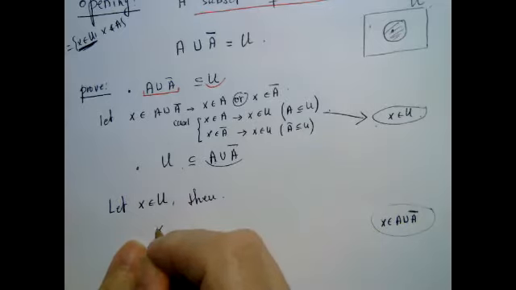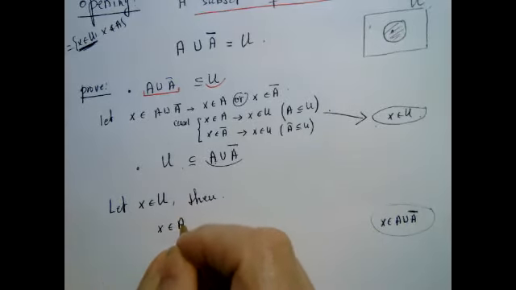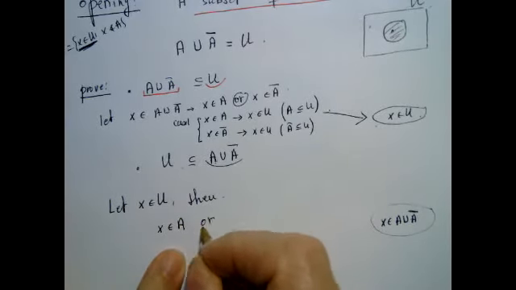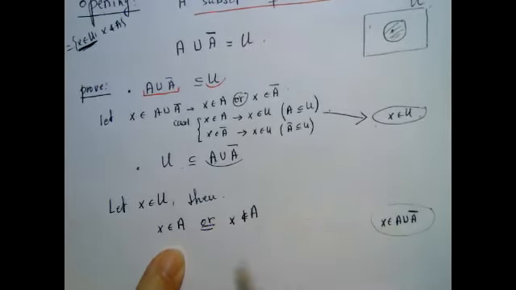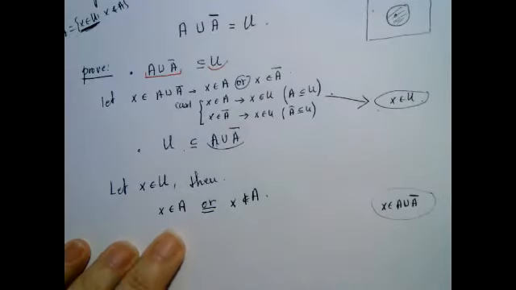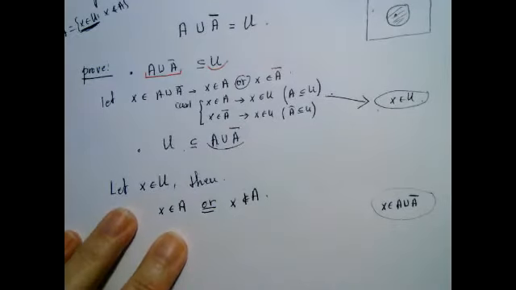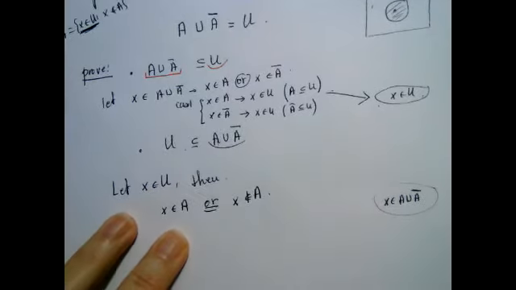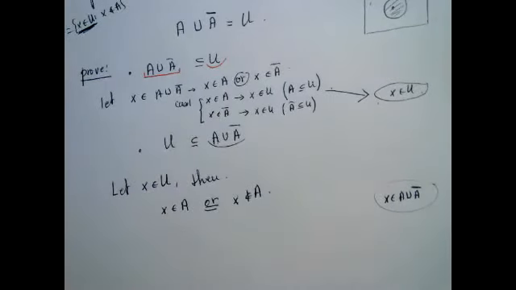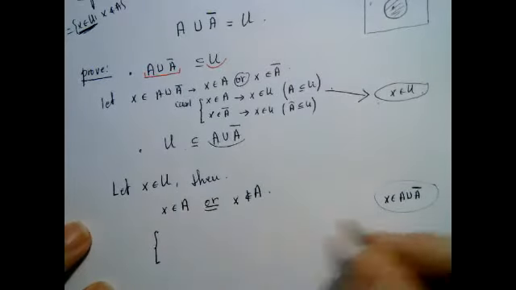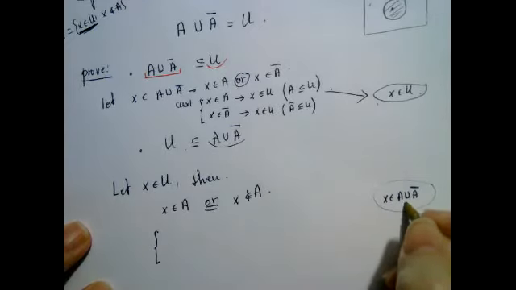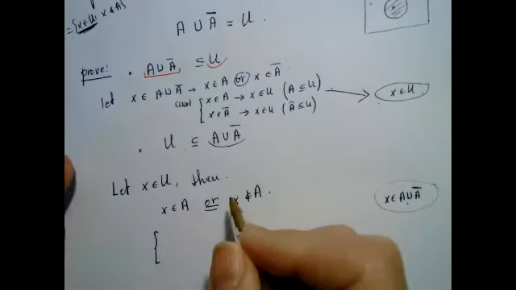So let X be in U. Then either X is in A or X is not in A. Does this logically make sense? If X is in U, it's either in A or not in A. There is nothing else that can happen. So I kind of imposed this union by taking those cases, because that's everything.